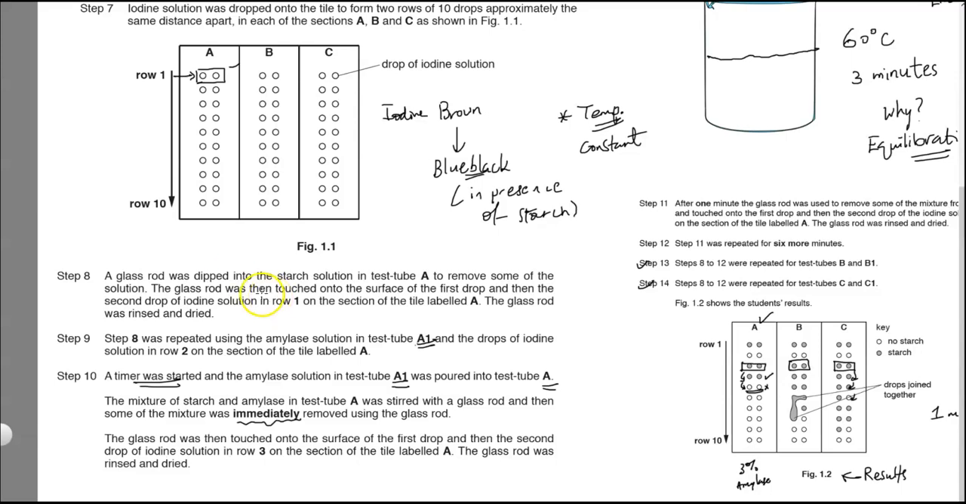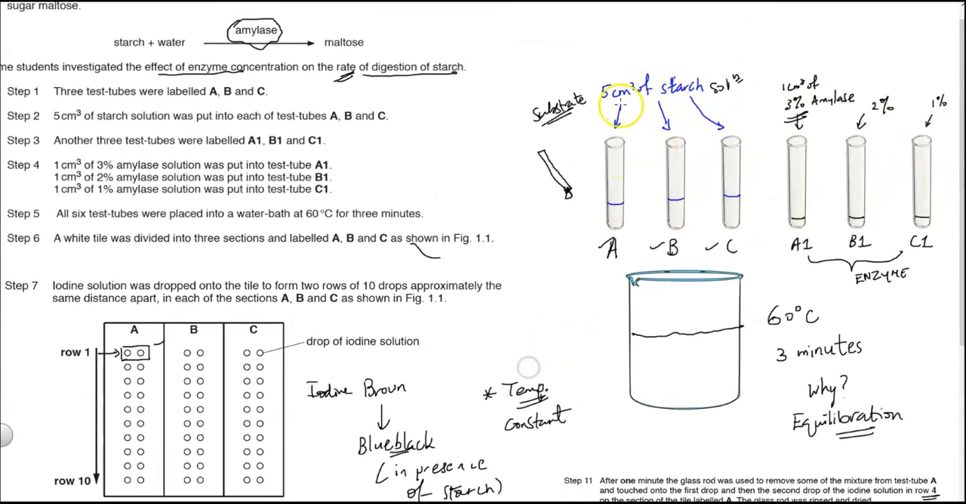Very simple. So first, before doing this, we'll do a kind of a check to see when the iodine would change color. So step 8 is telling you to take a glass rod and place it in test tube A. Remember, what's test tube A? Test tube A has 5 centimeter cube of starch. So take a glass rod, dip it in test tube A, take a few drops of the starch and place it on row 1, in section A. Obviously, the iodine should turn blue-black because in test tube A you have starch.